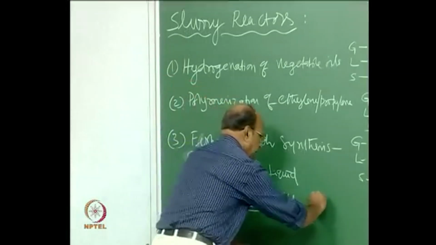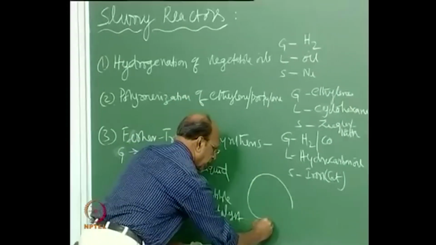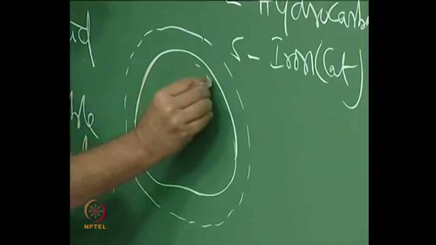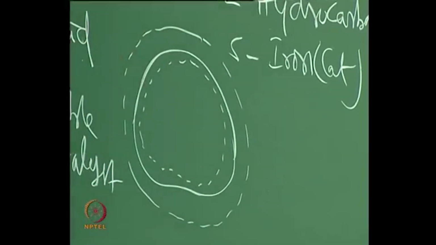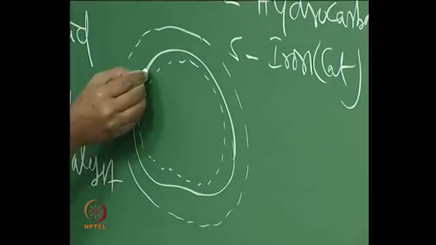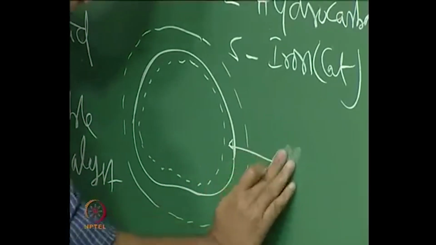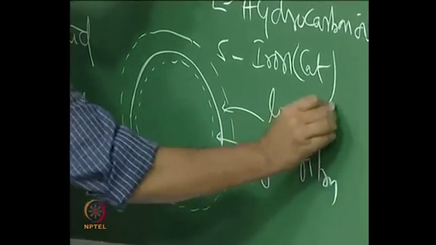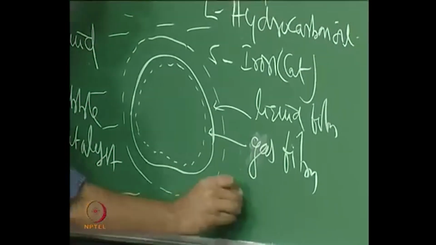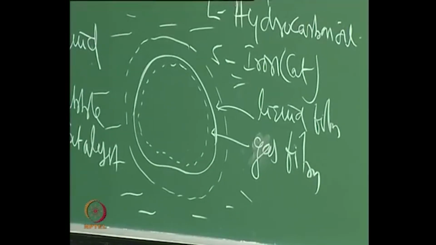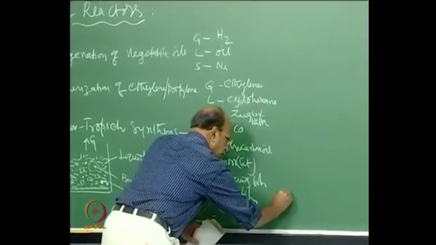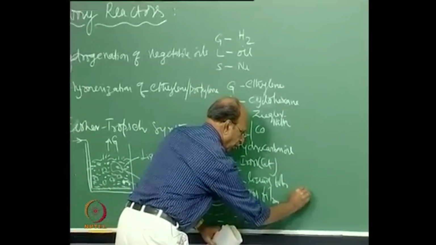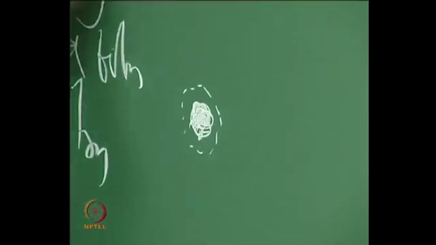If I also take one bubble for our imagination, you also have inside gas film. If I have different gases, this is gas film, this is liquid film, because all surrounding I have liquid. Then somewhere here I have a catalyst particle. Again this has a liquid film, this also in the liquid.